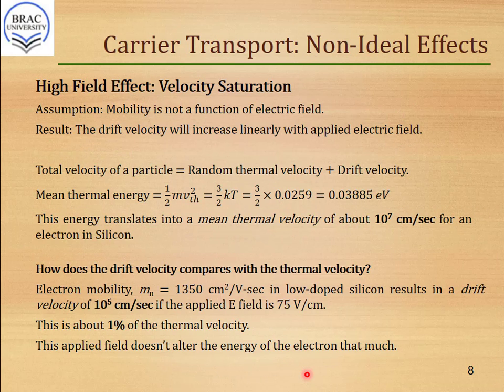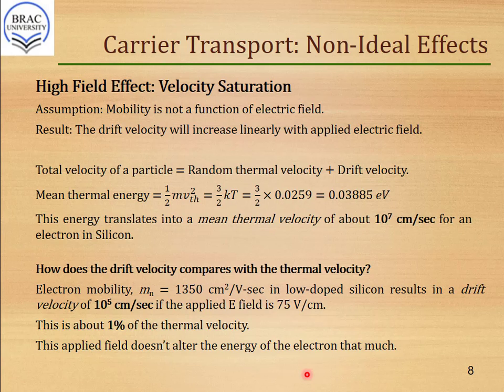So moving on, in this section we will talk about some non-ideal effects. Some assumptions that we make in the derivation of the equations we have used so far have some flaws, some limitations, I should say. We will talk a little bit about that. First thing is velocity saturation. This is actually an effect of high electric field. So what was our assumption when we started deriving all this? Our assumption was that mobility, or the mu term, is not a function of electric field.